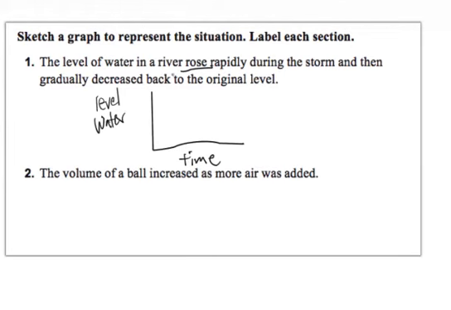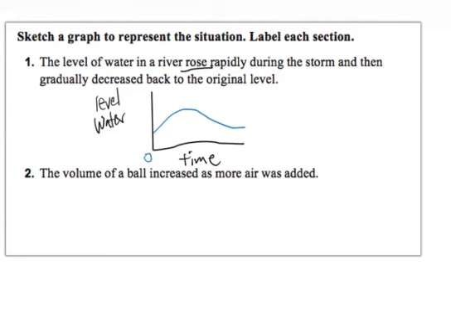So the level of water in a river rose rapidly during the storm and then gradually decreased. Well, the level of water is going to start somewhere. It's probably not going to be at zero. So it probably starts somewhere and it's going to rise up during the storm and then it's going to gradually decrease back to the original level. I would say something would look like that. Over time, it's going to go up during the storm and then come back down as the storm subsides.